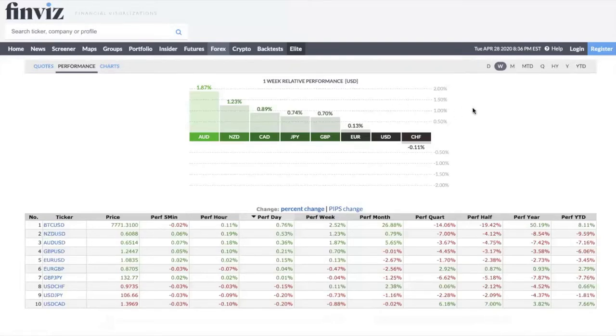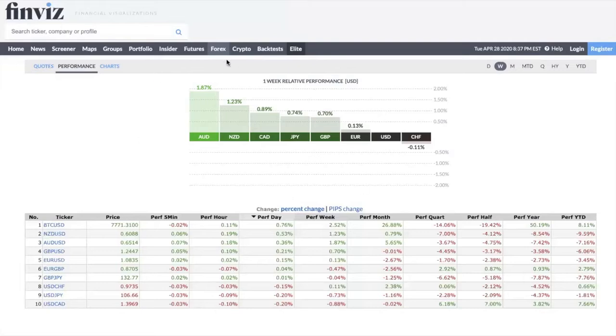So if you need to write this down, make sure you write it down. You want to check this on Wednesday. You can check it on Thursday, you can check it on Friday, there's no issue. But you do not want to be checking this FinViz, the 1 week relative performance, on a Monday or on a Tuesday. You want to check this minimally on a Wednesday, Thursday, or Friday. Wednesday at the minimum. So for me right now, it's Wednesday, so I'm checking this on Wednesday.